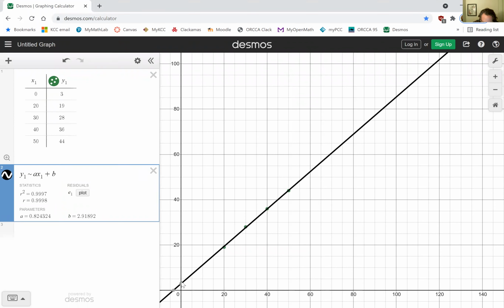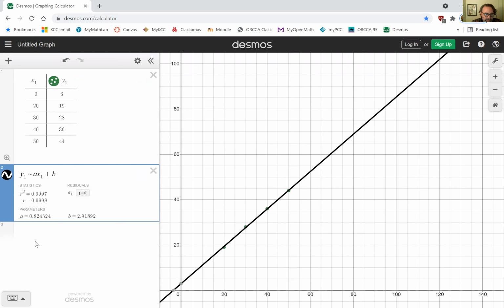I don't know whether I can get it to click on that green point. If I zoomed in, then maybe I could. But anyway, we know it started right around 3%. And then you can see that the line here is really close to all of these points. It looks like it's passing right through some of them, and it's a little bit off.